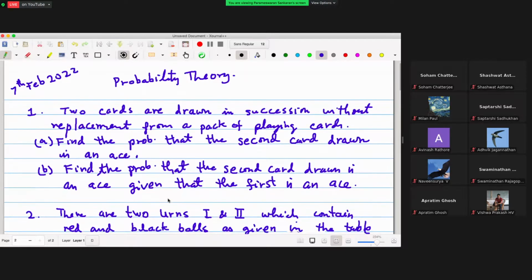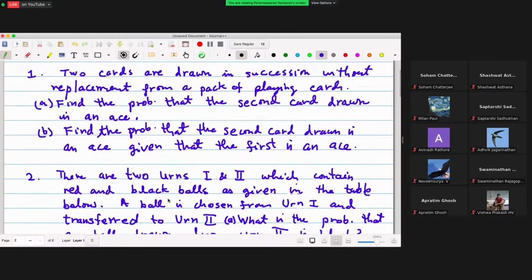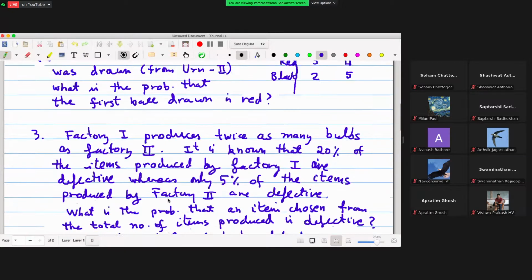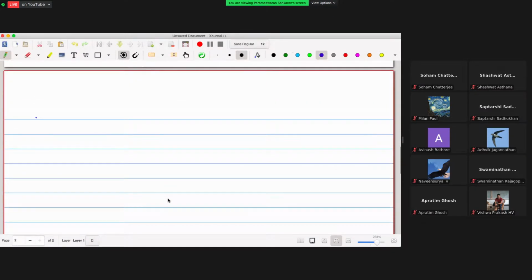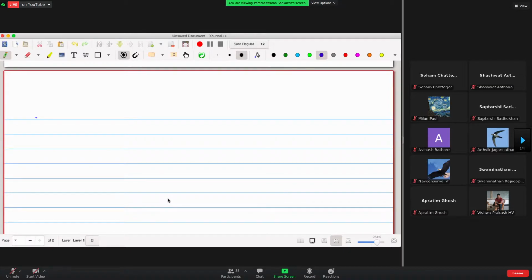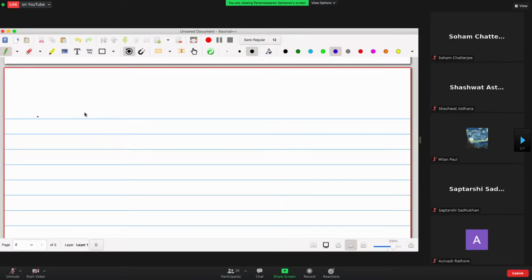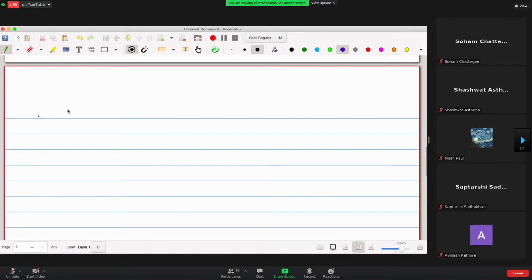To work out some problems. But before that, I want to talk about this conditional probability. You must have studied that in your 12th standard. Nevertheless, just a brief introduction.